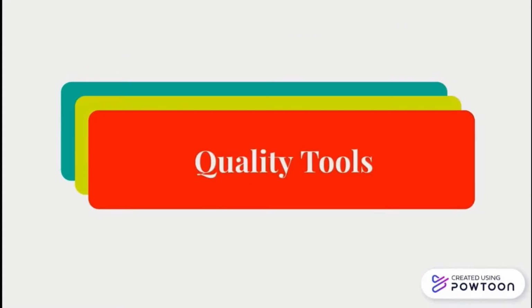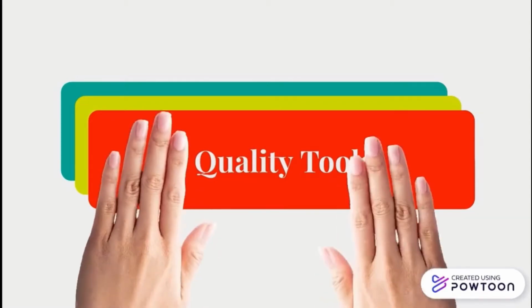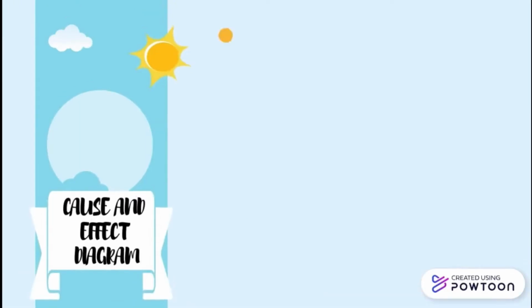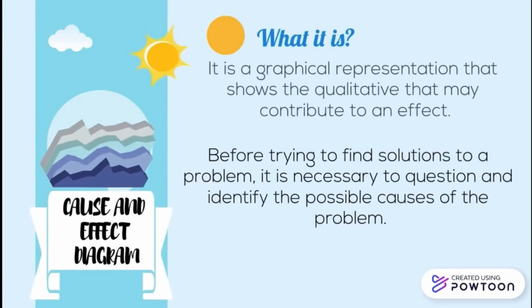But now, what are quality tools? Haruo Ishikawa said that quality tools are the set of statistical methodologies. There are some important quality tools, and the first is the cause and effect diagram. It is a graphical representation that shows the qualitative and hypothetical relationship of some factors that may contribute to a particular effect.